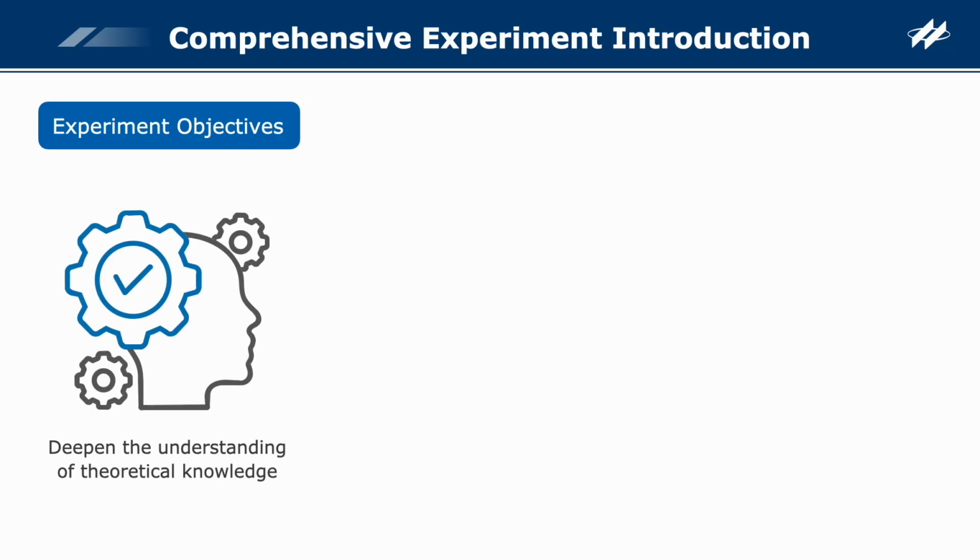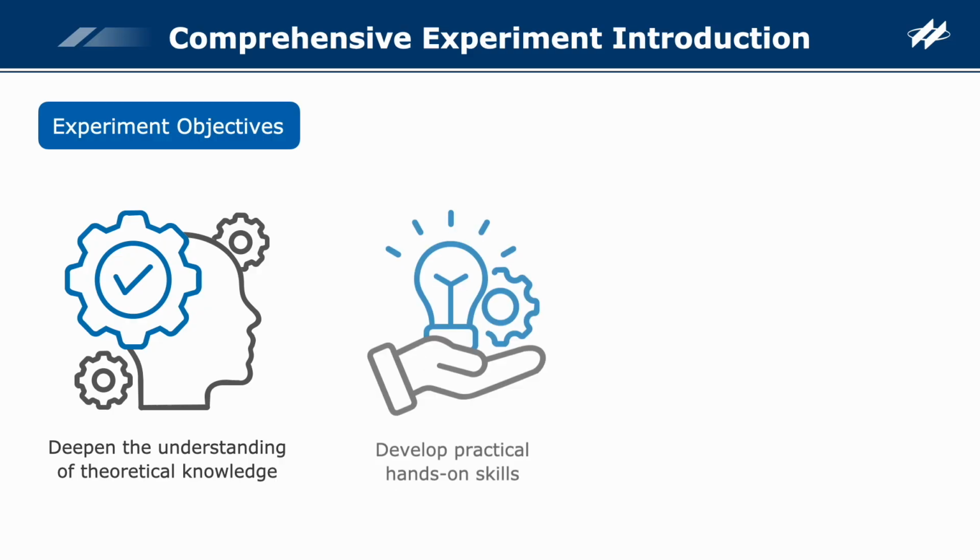Deepen theoretical understanding. Through experiments, previously learned theoretical knowledge can be integrated with practical operations, helping users understand and master these concepts more intuitively. Develop practical hands-on skills. The experiment requires hands-on involvement in operations such as connecting hardware circuits, developing software programs, and debugging. In this process, we become familiar with the characteristics and usage methods of various electronic components, master the skills of circuit board design and fabrication, and enhance our ability to solve practical problems.